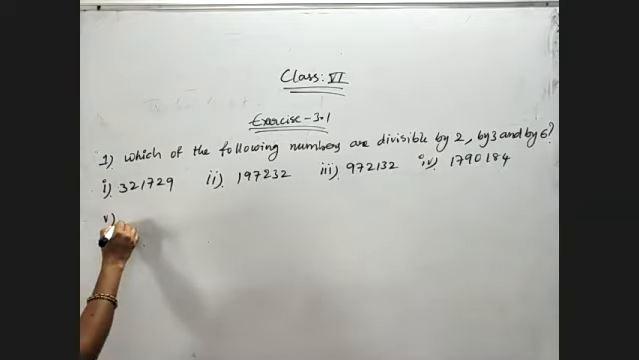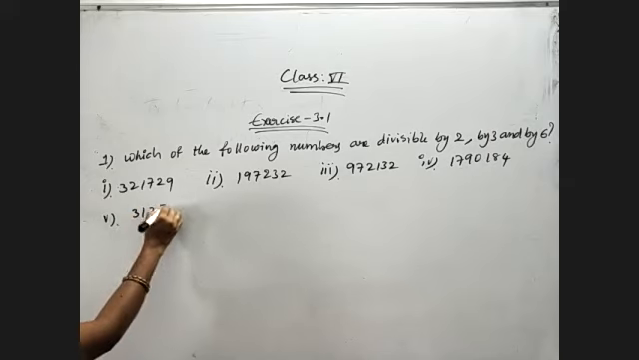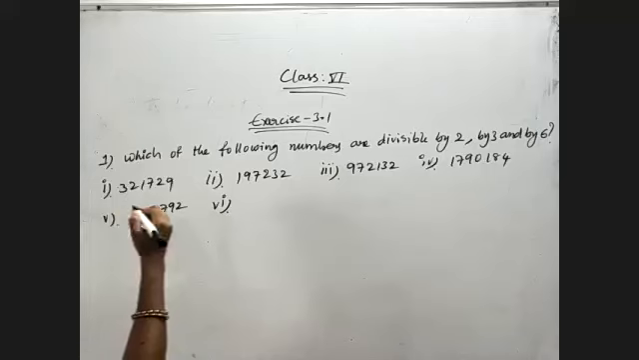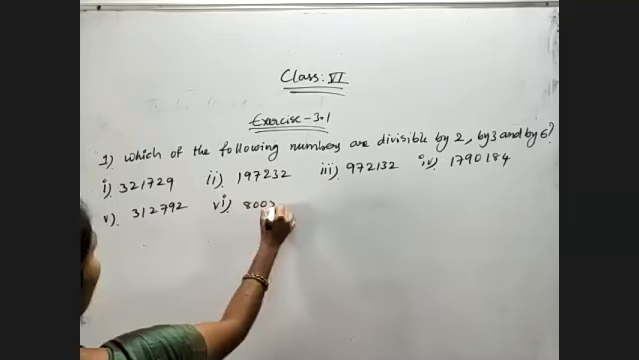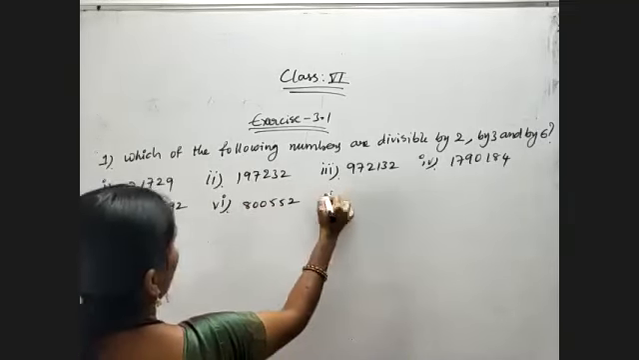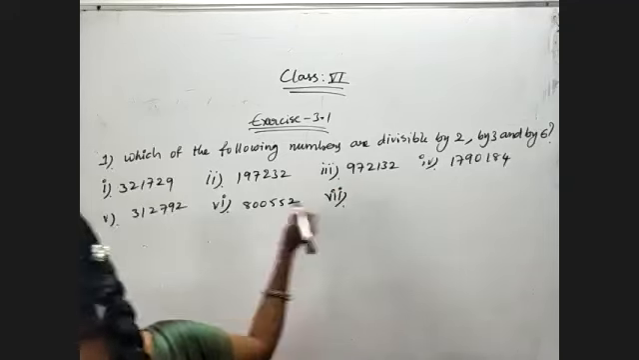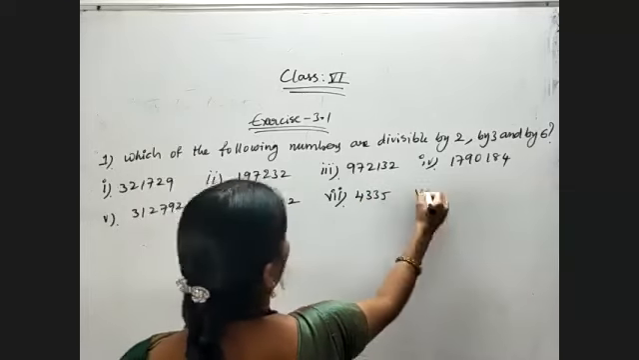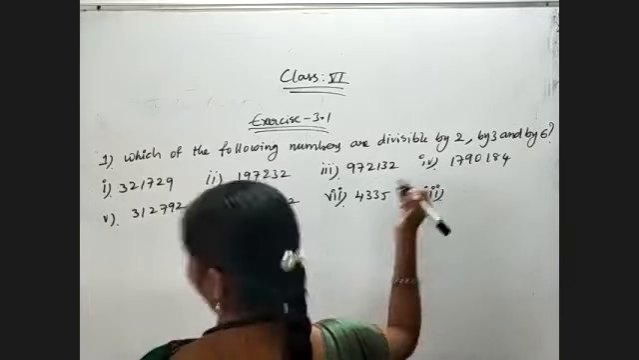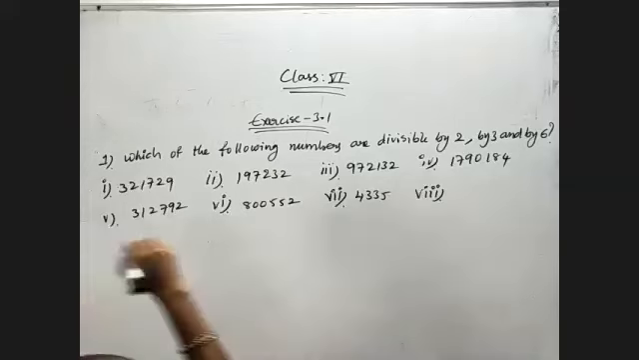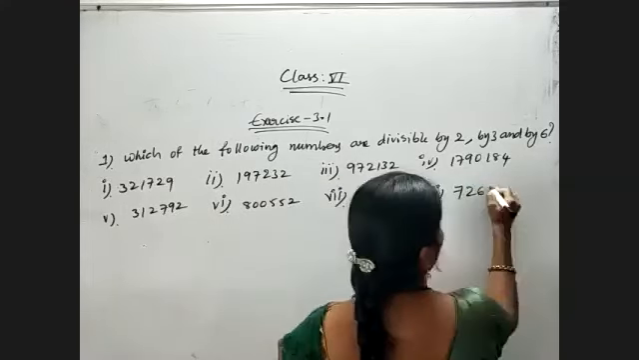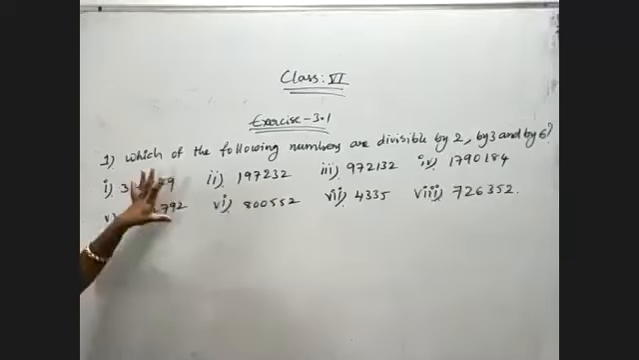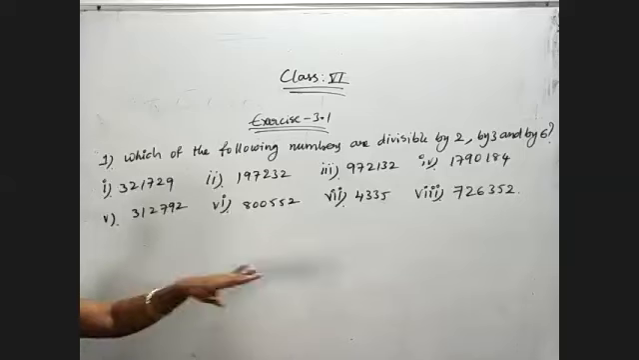and the fifth one 312792. Sixth question 800552, and seventh question 4335, and eighth question 726352. So these are the different questions. We need to check whether all these numbers are divisible by 2, 3 and 6.